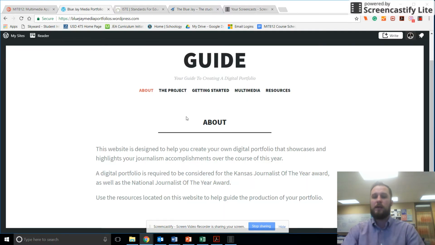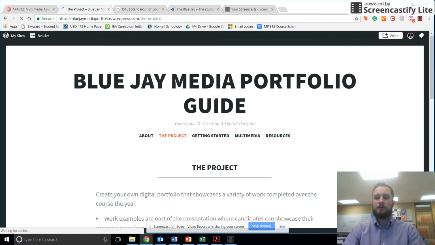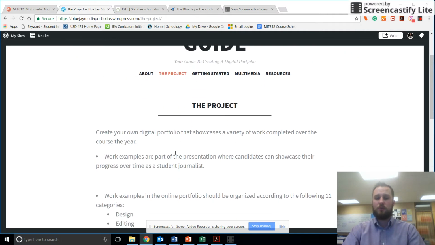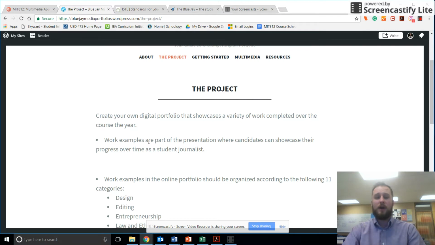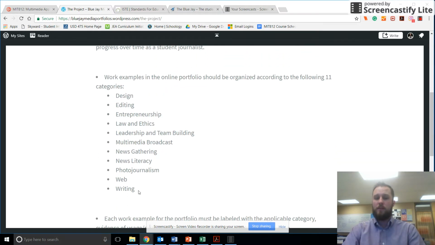And now they will be creating their own personal website where they curate all of their specific projects that they've done. For the project, students are going to create their own digital portfolio that showcases various work examples. There are 11 different categories that students could be evaluated on, but students don't need to include an example in all 11 categories.